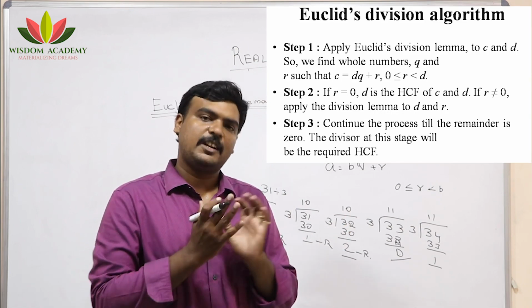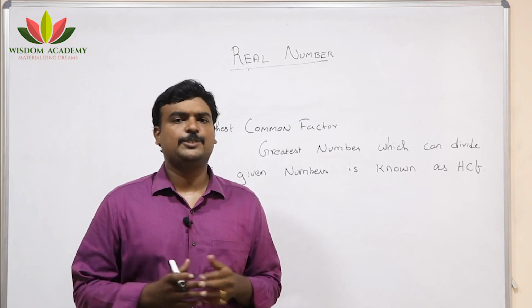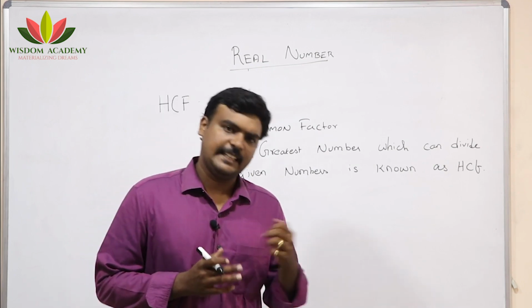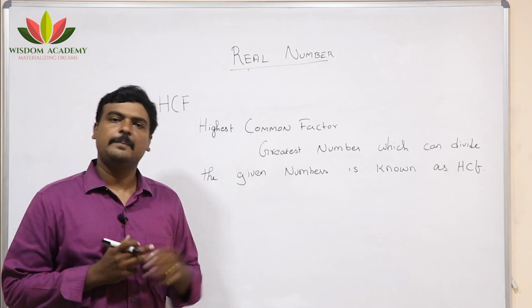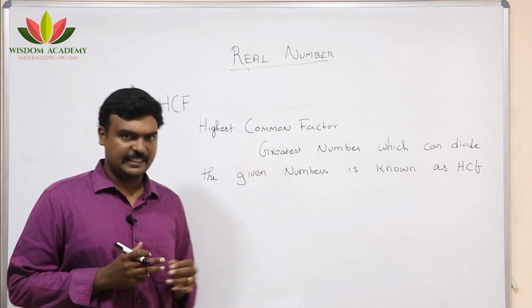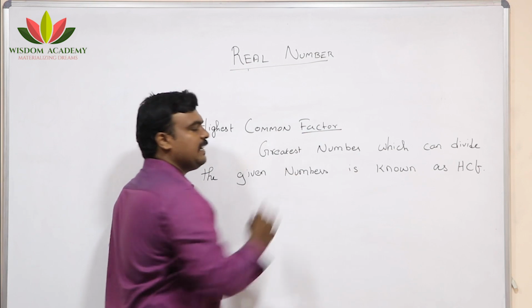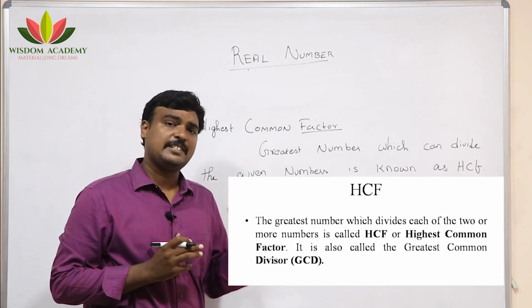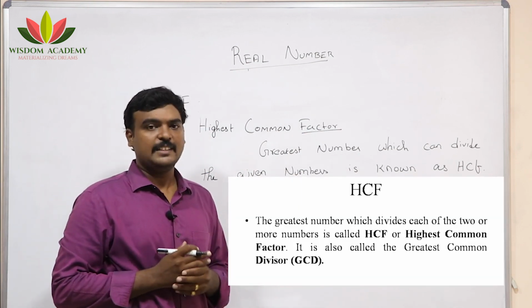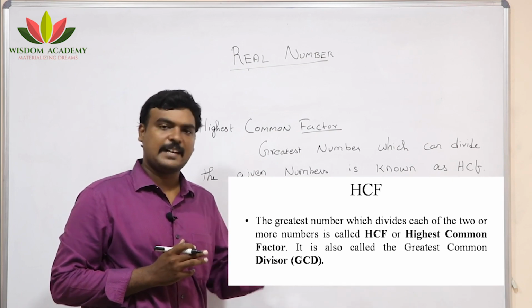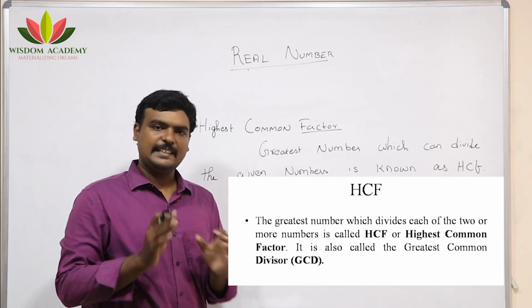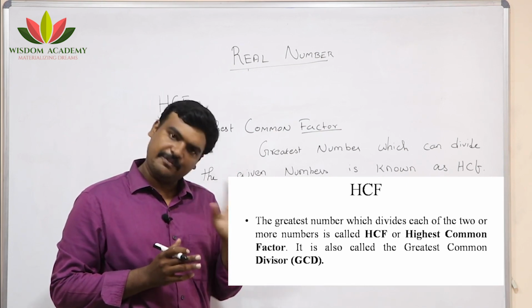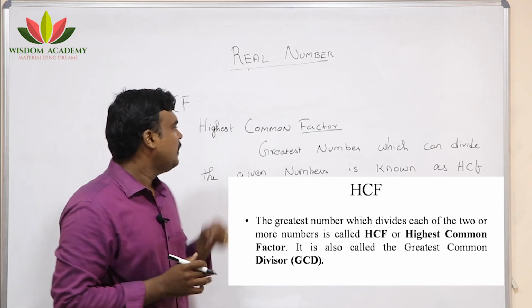Before going to that, what is HCF? If I throw this question to third, fourth, fifth standard students, they will say HCF means highest common factor. But people don't know what is inside it. First, what is a factor? A factor means the number which divides the other number completely. Whatever number divides the other number completely is known as a factor. If you take 30, 10 is a factor, 5 is a factor, 3 is a factor, right?